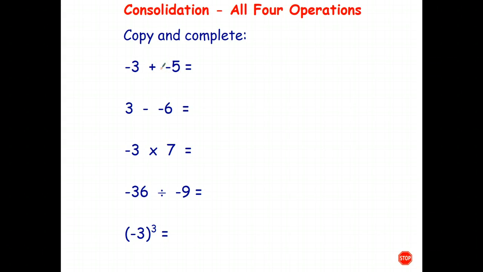With the first question, you're adding 2 negatives. I like to think of that as adding 2 debts. If you add a debt of $3 to a debt of $5, you get a debt of $8. Or on a number line, start at negative 3, go to the left 5. That puts you at negative 8.